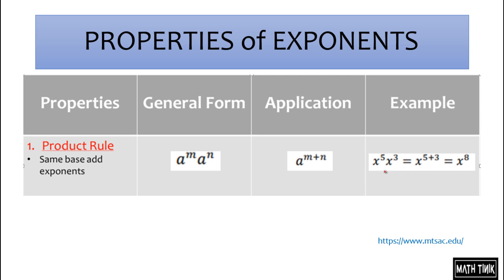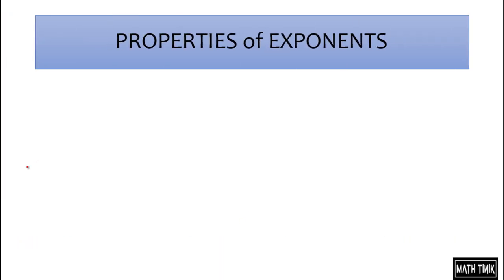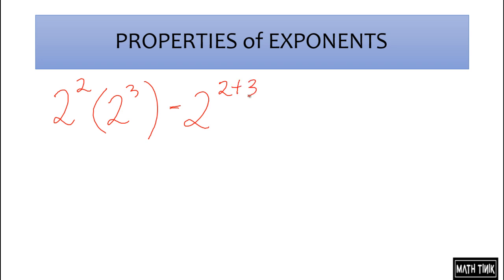Now I prepared several examples for you, para mas maintindihan what is the product rule. So let's go to our first example. Say we have 2 raised to 2 times 2 raised to 3. We have here base 2, which is pareho. Then we add their exponents. So just write 2, then 2 plus 3, adding the exponents, and it will give us 2 raised to 5. If you input this into your calculator, it will give you 32.